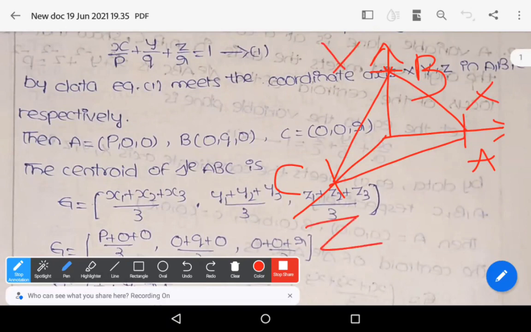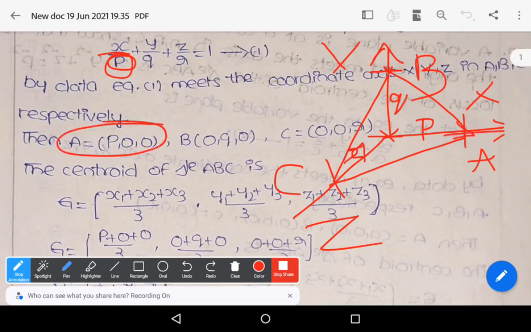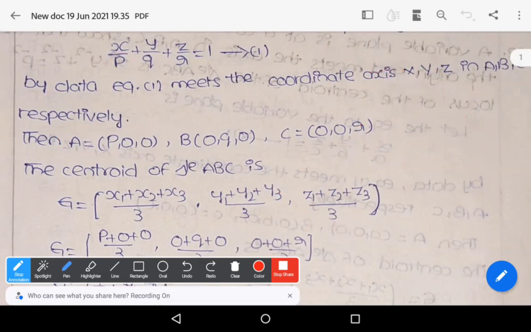Now on the x-axis, because the x-intercept is p, the distance from origin to A is p, from origin to B is q, and from origin to C is r. Point A lies on the x-axis, therefore the y and z coordinates are 0, so A is (p, 0, 0). Similarly, B is (0, q, 0) and C is (0, 0, r).